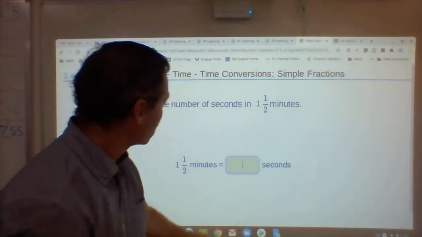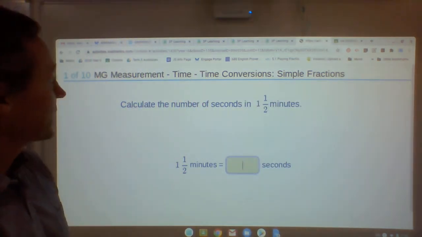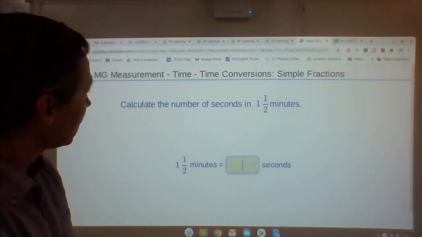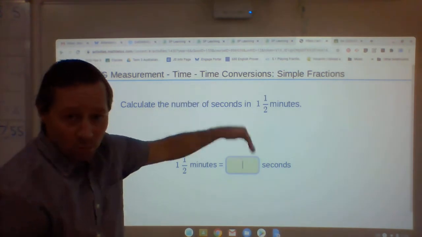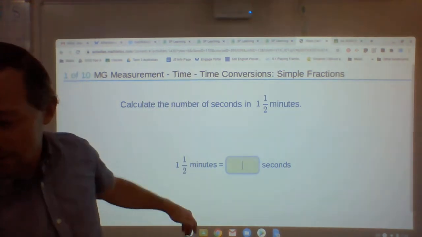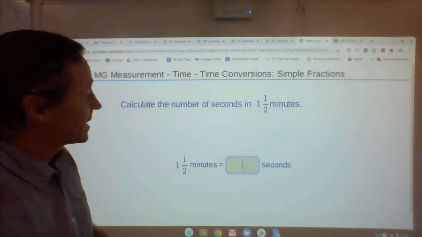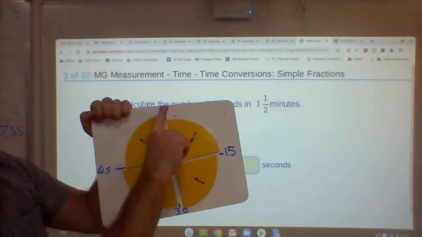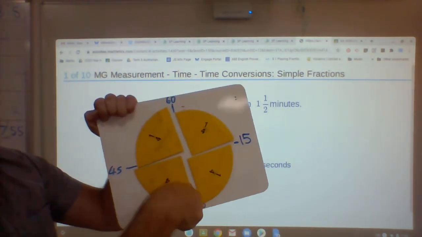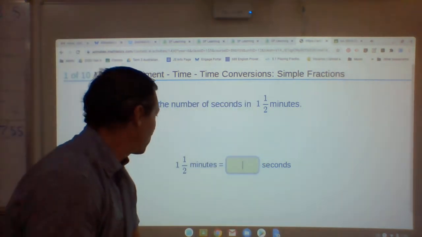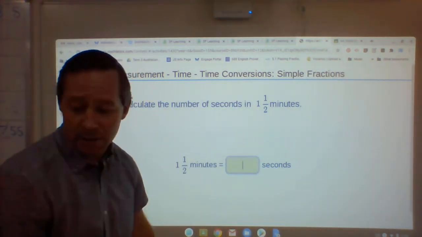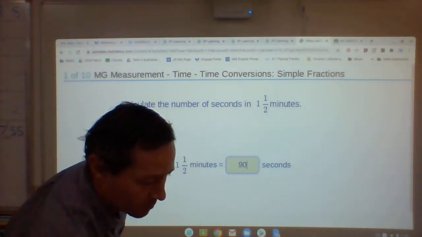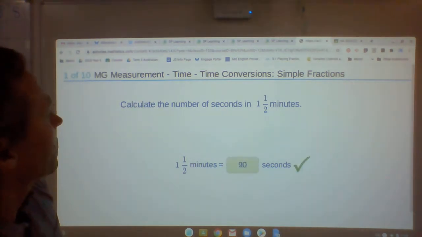Looking at this one, it says, calculate the number of seconds in 1.5 minutes. We know one whole lap of this circle would be 60. A half, starting from 0, would be 15, 30. So 60 plus 30 would be 90. Brilliant. Thank you.